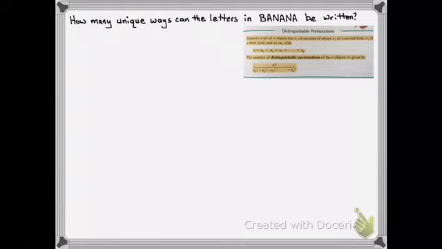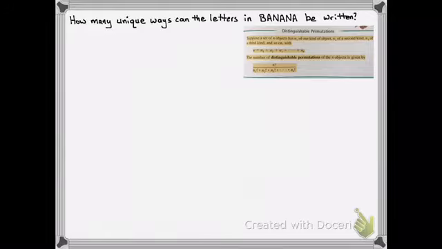It's on page 621. Suppose a set of n objects has n sub 1 of one kind of object, n sub 2 of a second kind, n sub 3 of a third kind, and so on, with n equaling n sub 1 plus n sub 2 plus n sub 3, etc. I know there's a lot of letters and numbers in there. The number of distinguishable permutations of the n objects is given by n factorial over n1 factorial times n2 factorial times n3 factorial, etc.